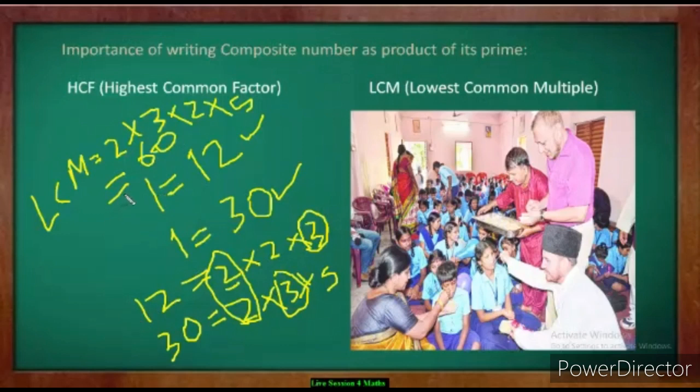60 is a multiple of 12 also. 12 times 5 is 60. 60 is a multiple of 30 also. 30 times 2 is 60. So 60 is the number. Okay. So how many sweets do you have to purchase?